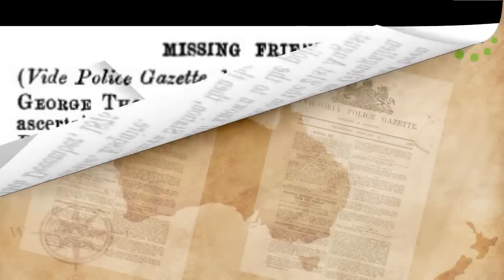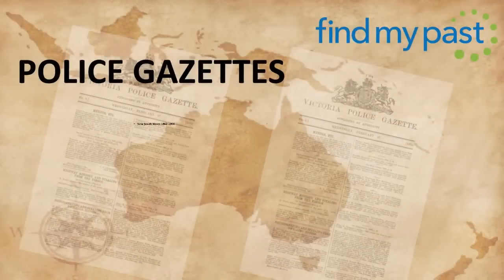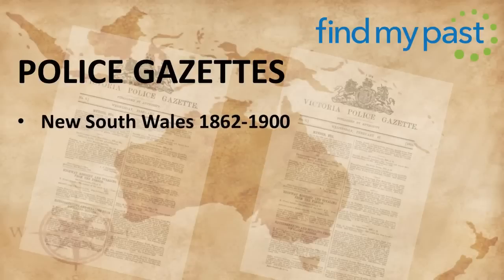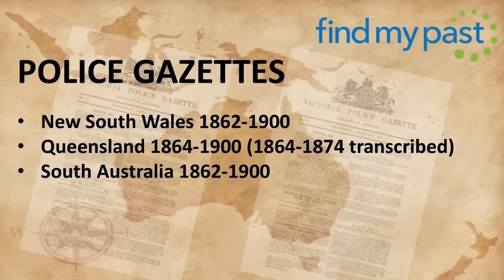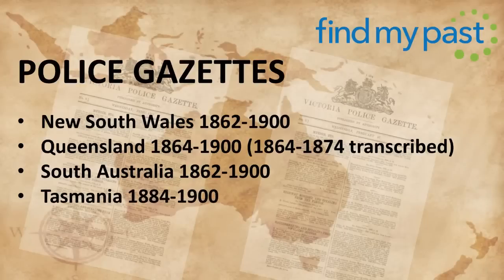The police gazettes available on Findmypast include New South Wales, covering 1862 through to 1900, Queensland from 1864 through to 1900, with 1864 through to 1874 transcribed, South Australia from 1862 through to 1900, Tasmania from 1884 to 1900, and Victoria from 1855 through to 1900.